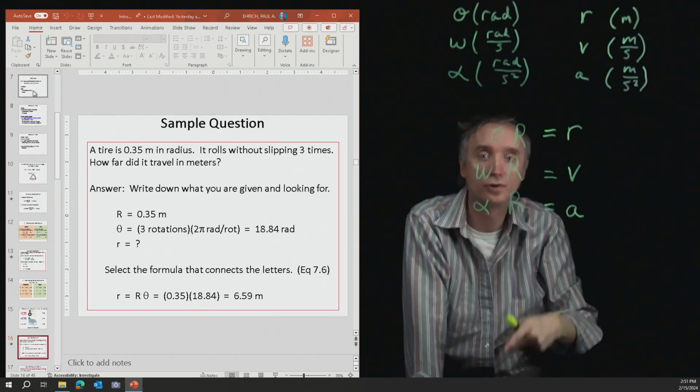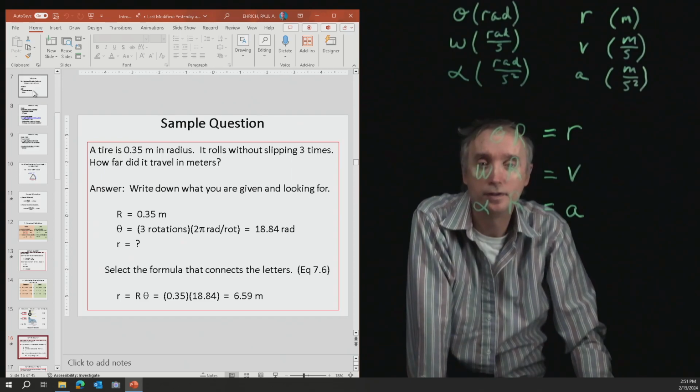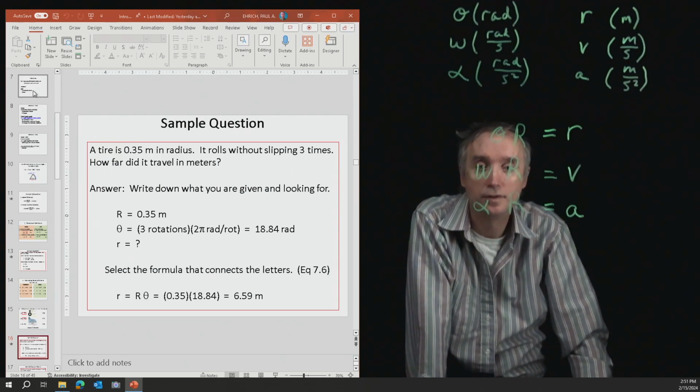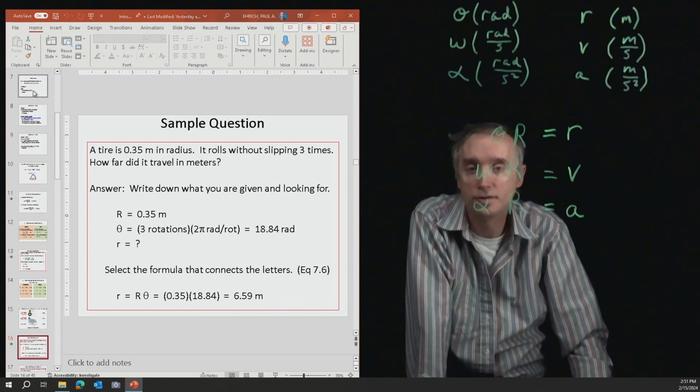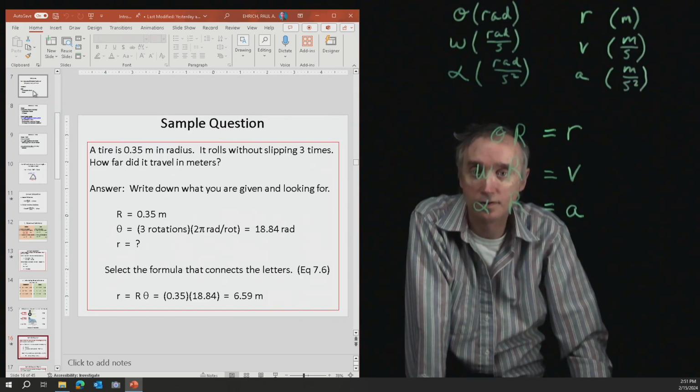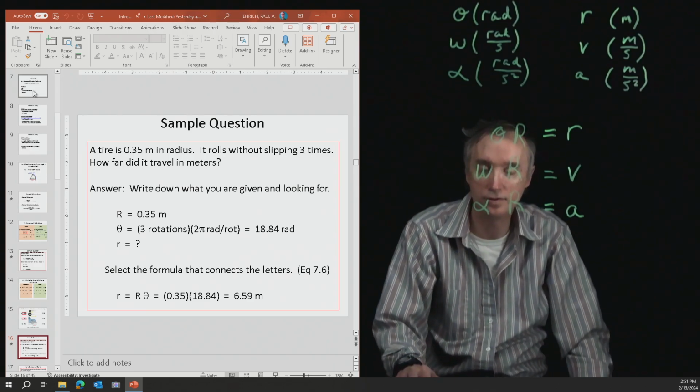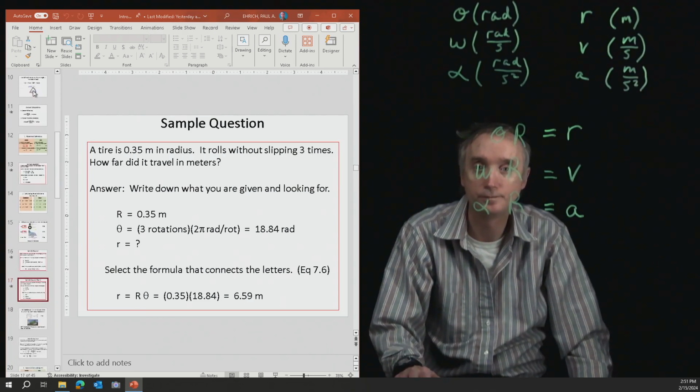Okay, so now we'll go back to our formula that connects everything, so that the linear distance R is going to be equal to the radius of the tire multiplied by the angle through which it rotates through. And so that's going to be 6.59 meters. So that would be an example of how to use the formula.